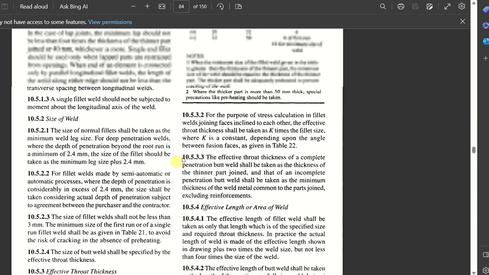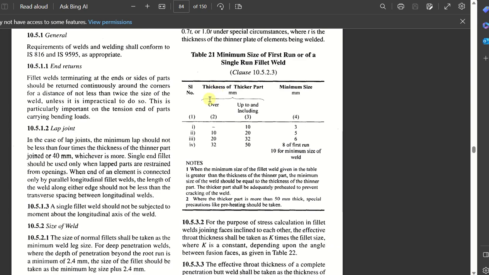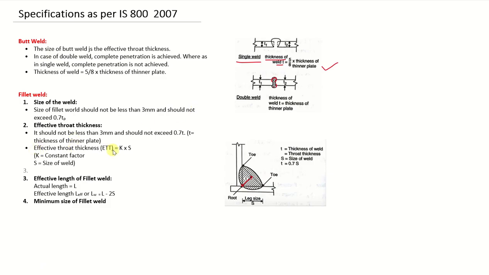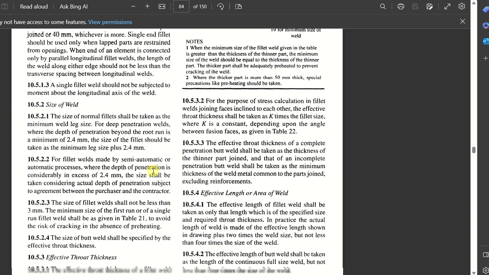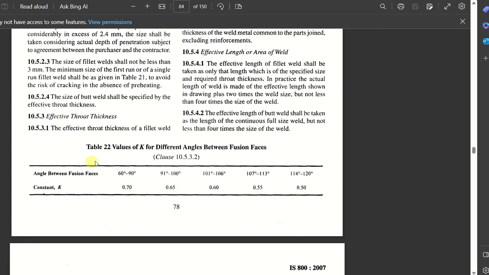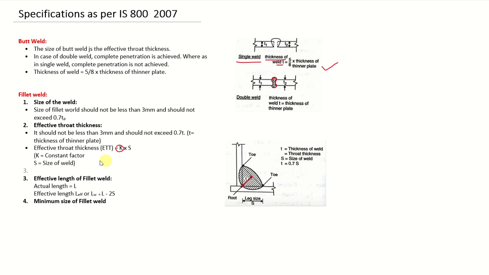Pages 78 and 79. Effective throat thickness as it is mentioned, and also here see the effective throat thickness ETT is K into S. S is the leg size or size of the weld, we can say. K is the factor that is based on the angle which you are using. So the K value depends on the angle between the fusion faces. If it is between 60 to 90 degrees, the constant is 0.7, and for 91 to 100 it is 0.65. That is mentioned in clause 10.5.3.2 and table number 22 of IS 800, which is on page number 78.